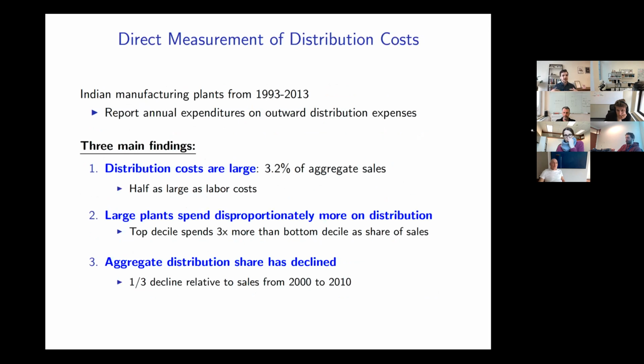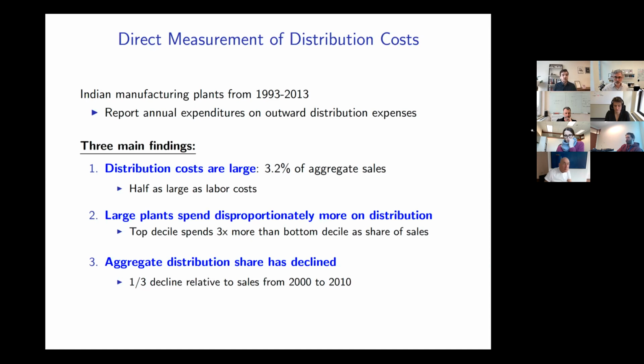So let me directly jump into what we think is a pretty new and direct measure of distribution costs. We're going to be looking at Indian manufacturing plants from 1993 to 2013. What's unique about this data is that plants are reporting their annual expenditures on what's called outward distribution expenses. I'm going to talk quite a bit about what's included in this, but for now, think about things like transport, freight, shipping fees, transit insurance, packing fees. That's the kind of stuff that they're actually reporting what they spend on.